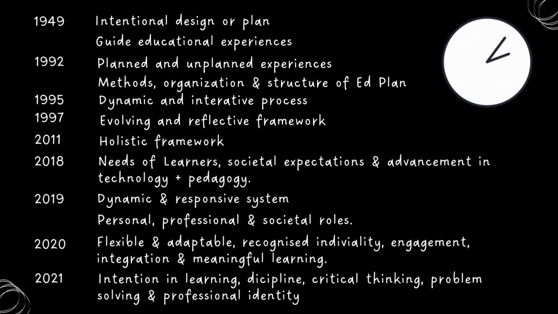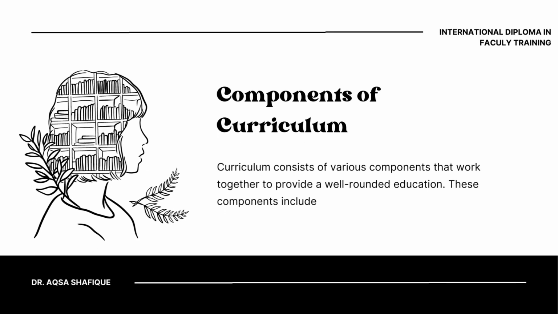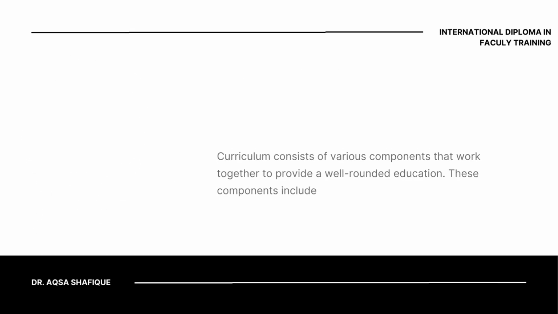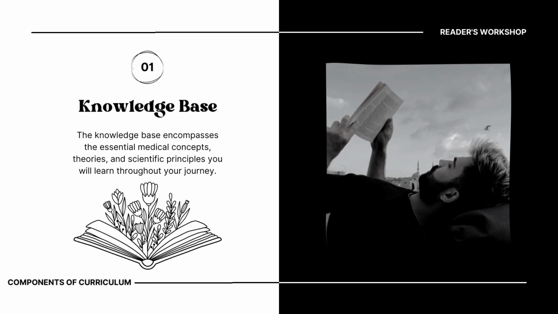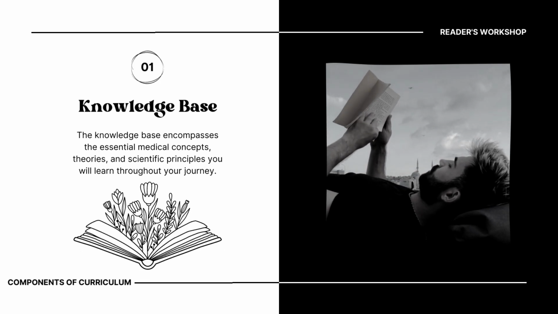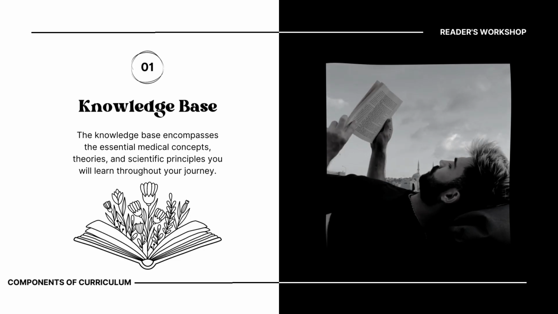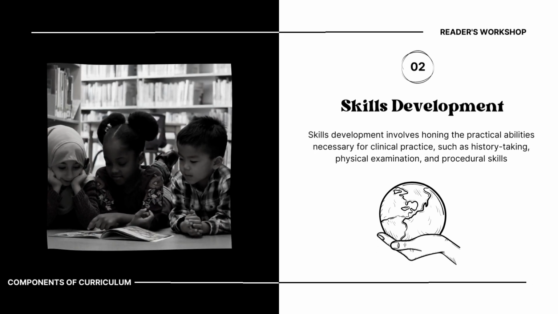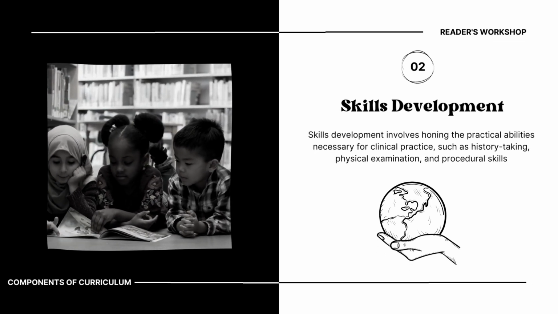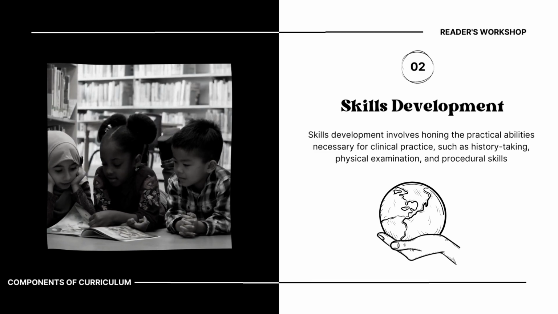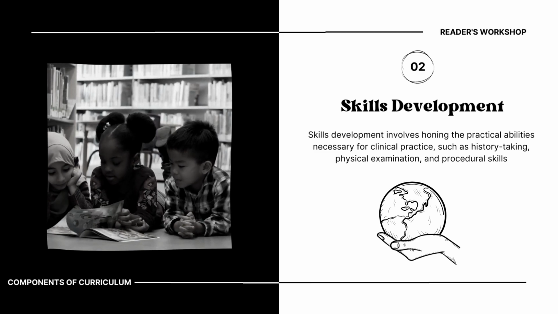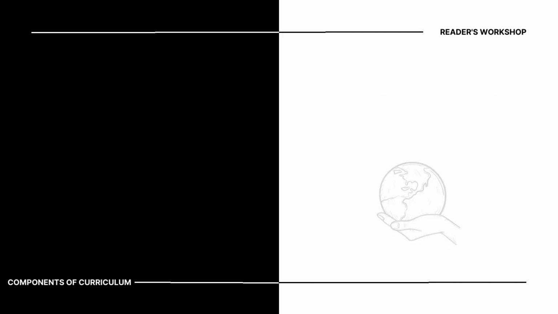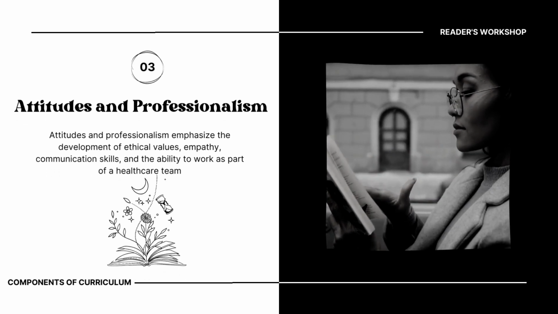Moving on to the next section, we will be discussing the components of curriculum that work together to provide a well-rounded education. Number 1, knowledge base, which covers essential medical concepts, theories, and scientific principles students learn throughout their journey. Number 2, skills development, honing the practical abilities necessary for clinical practice, such as history taking, physical examinations, and procedural skills.